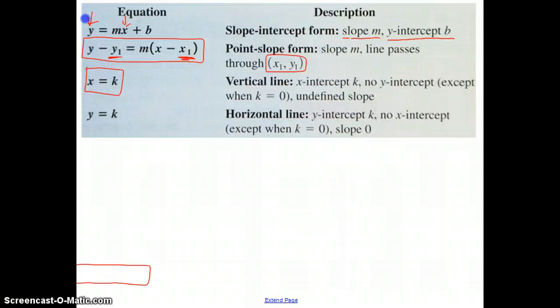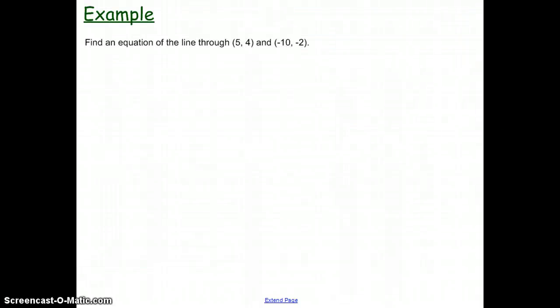It's x equals that value. Horizontal lines, y equals a number. So that number is the y-intercept, or it's the y coordinate of the point that this horizontal line goes through. Okay, that's all basic stuff. This is all things that should be reviewed.